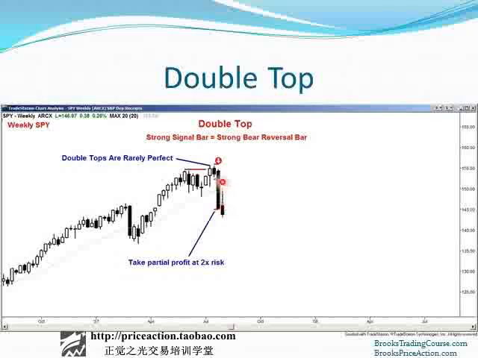bar. So you have a strong bear breakout, and the next bar is a bear bar. That confirms the breakout, and it increases the chances that there'll be lower prices.